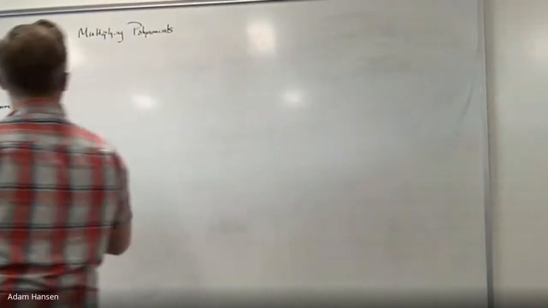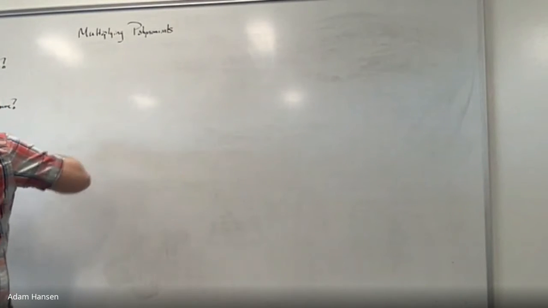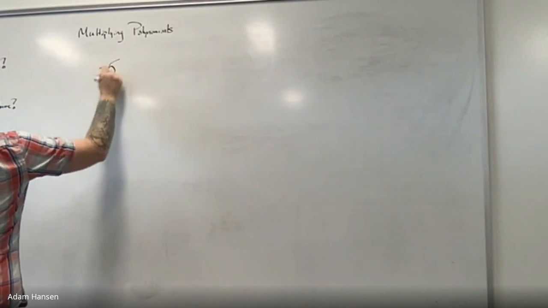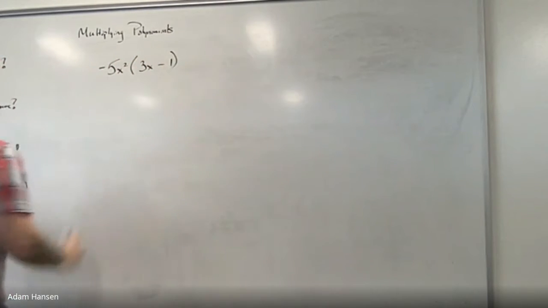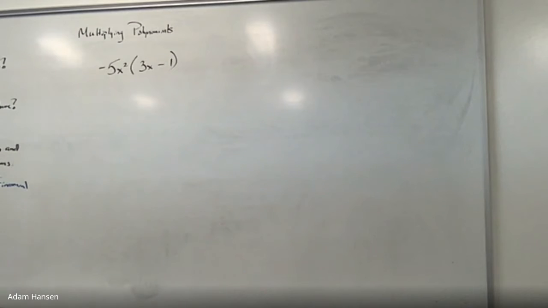Multiplying some polynomials. Let's try this one. Negative 5x squared times quantity 3x minus 1.